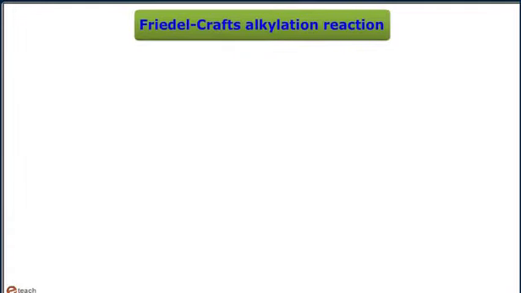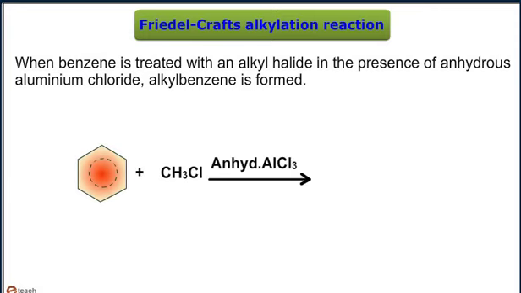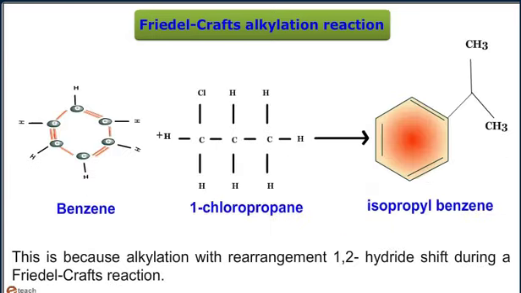Friedel-Crafts alkylation reaction. When benzene is treated with an alkyl halide in the presence of anhydrous aluminum chloride, alkylbenzene is formed. Consider the reaction C6H6 plus CH3Cl in presence of anhydrous AlCl3 gives C6H5CH3 plus HCl. This is because alkylation with rearrangement, 1,2 hydride shift, occurs during a Friedel-Crafts reaction.